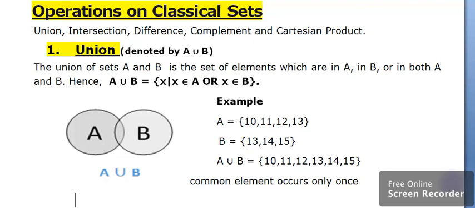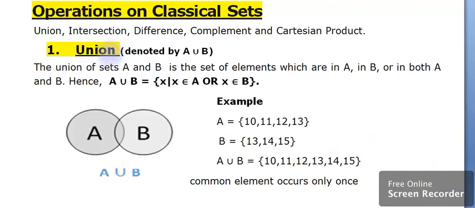Okay, so now we are going to see operations on classical sets. There are 5 important operations that can be performed on a classical set. First is union, second is intersection, third is difference, fourth is complement and the last one is Cartesian product. So we are going to see them one by one.